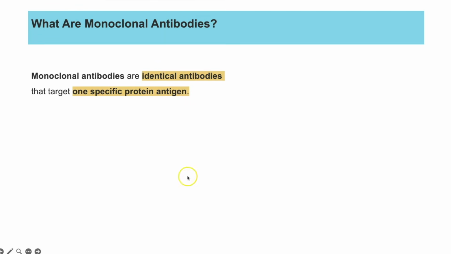These are identical antibodies, that's the clonal part, they're identical, and they target one specific protein. And that's what the mono is, one. So identical antibodies that target one specific protein antigen. They're used to identify or treat specific cells in the body.